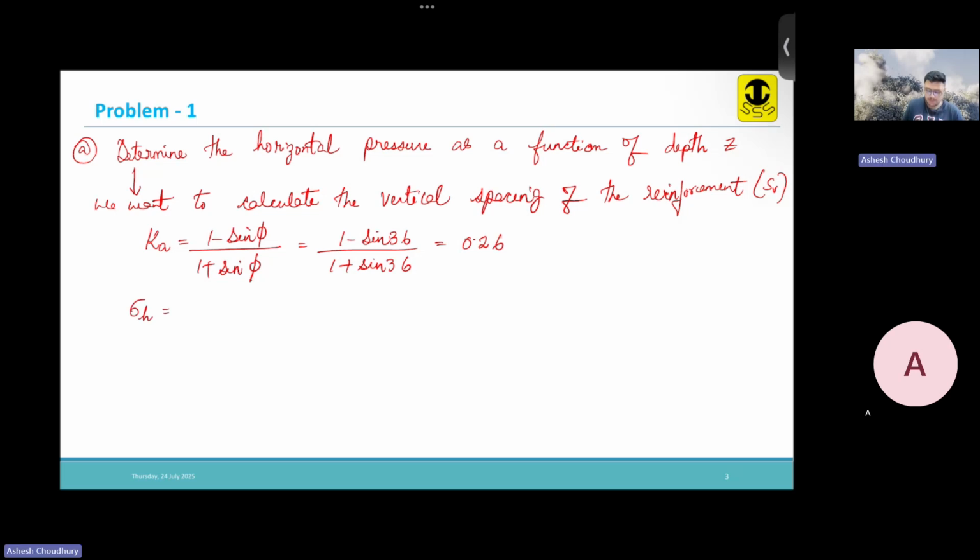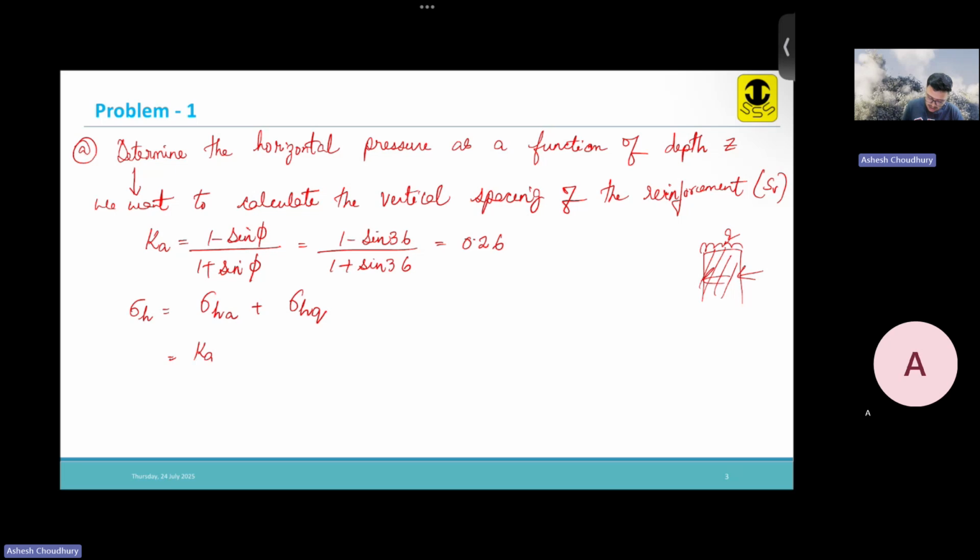So what is my horizontal pressure? Horizontal pressure is the horizontal earth pressure that is coming from the backfill and the horizontal pressure that is coming from my surcharge. So due to the soil you have some horizontal pressure, and due to the surcharge Q you also have a horizontal pressure, right? So that you are done.